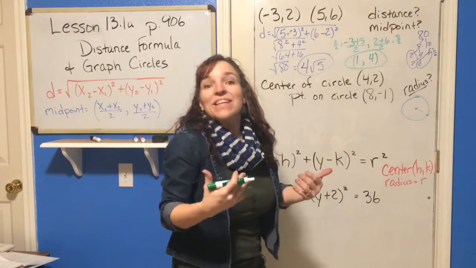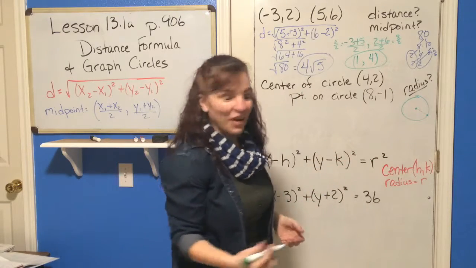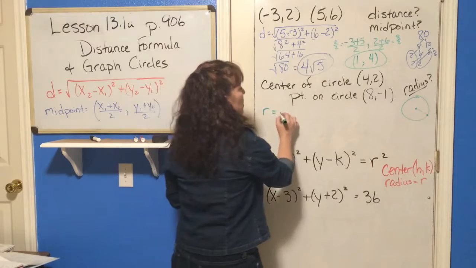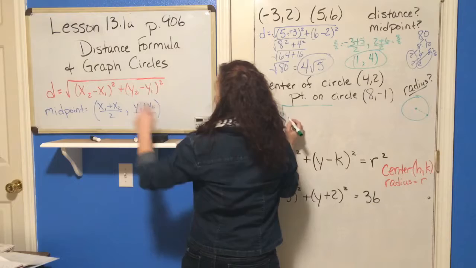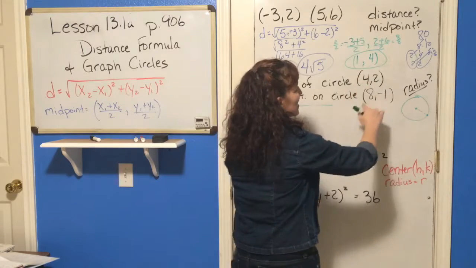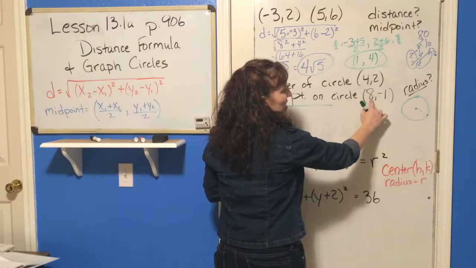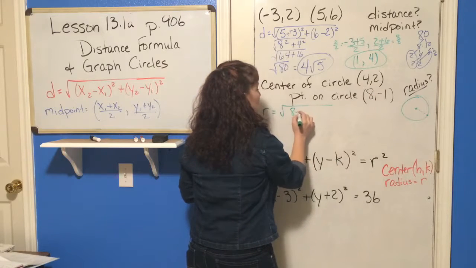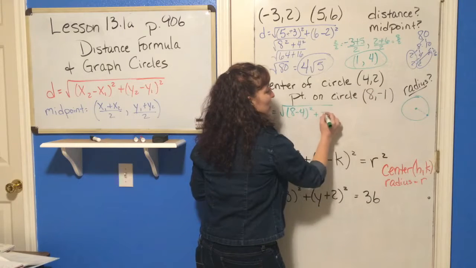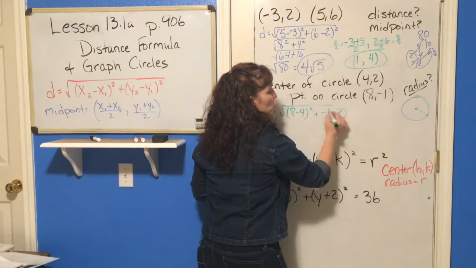So it's the same as the distance formula. All right? So we can call it R for radius. The radius equals the same thing, the square root of our x's. Now be careful, this is up and down instead of side to side. So you're going to take the x's, the 8 minus 4, quantity squared, plus the y's, negative 1 minus 2, quantity squared.